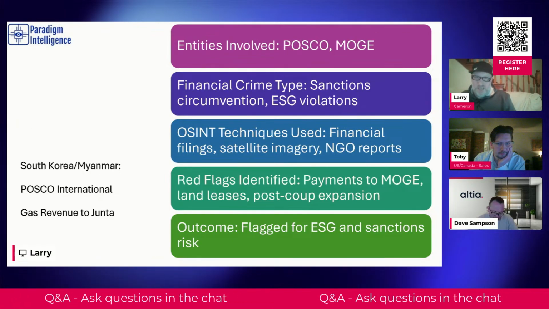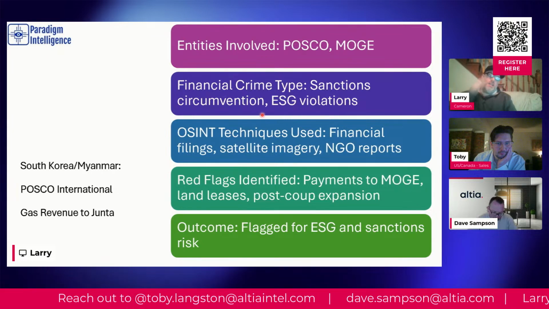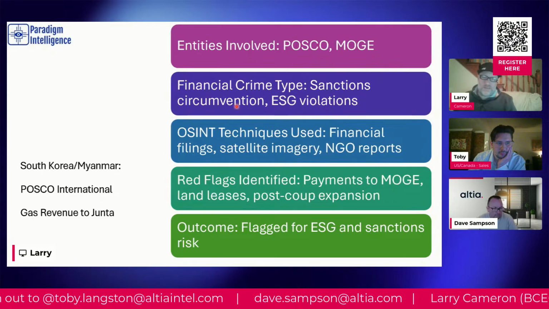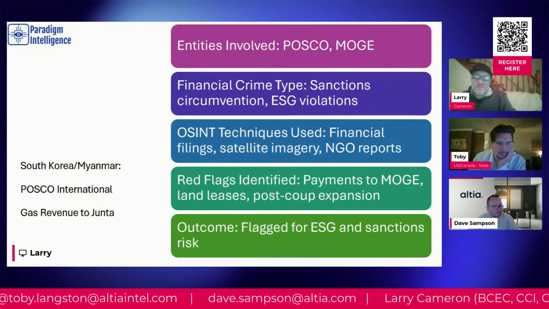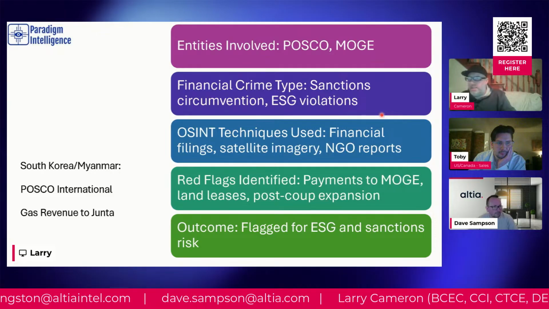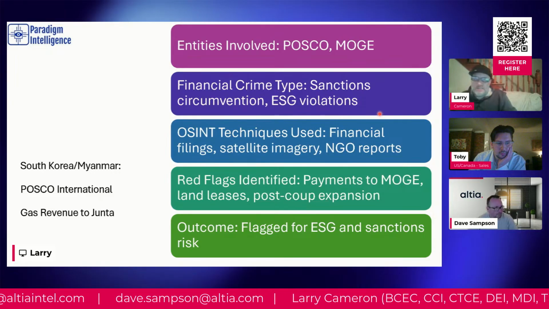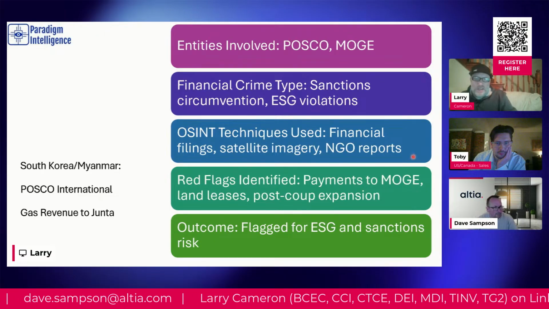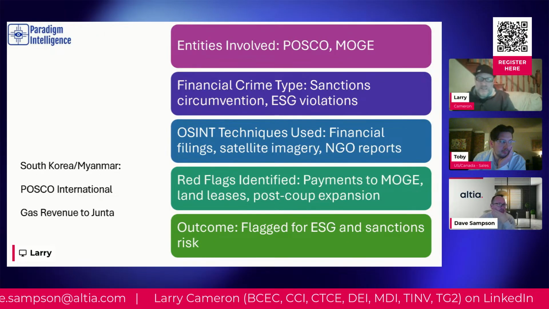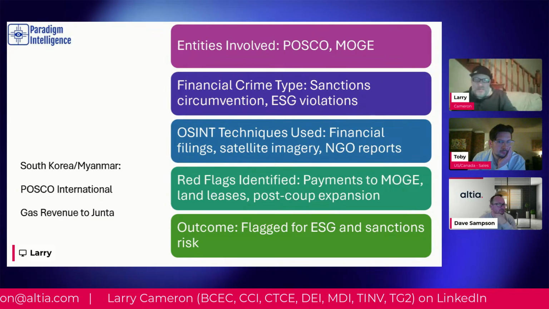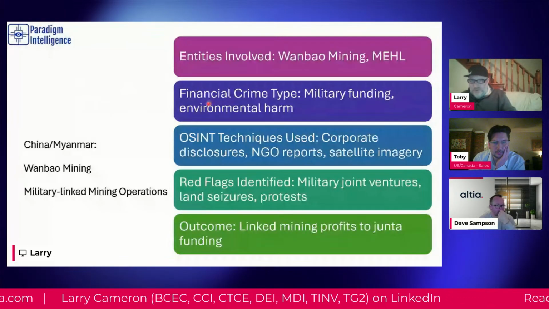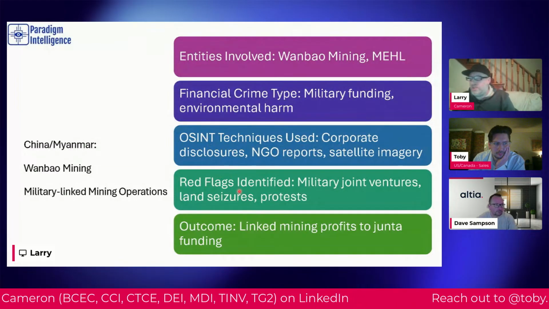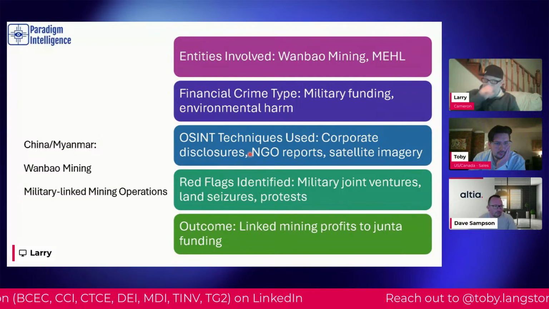POSCO, sanctions. What is this? Environmental, social, and governance, ESG. Different OSINT techniques, financial filings, satellite imagery. And we have a lot of tools. Corporate disclosures, NGO reports. Corporate disclosures, you can check the documentation that they're required to file. Sometimes you can find it.